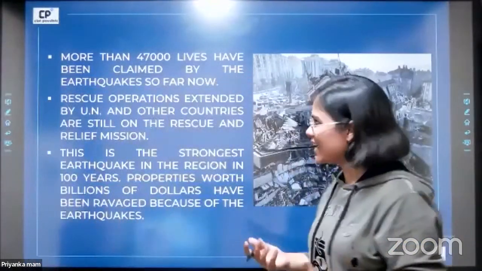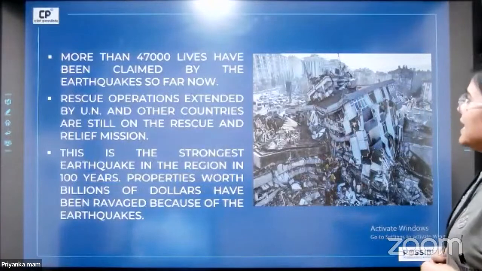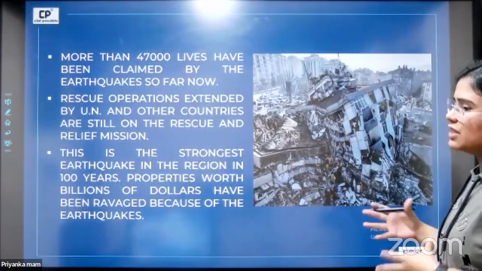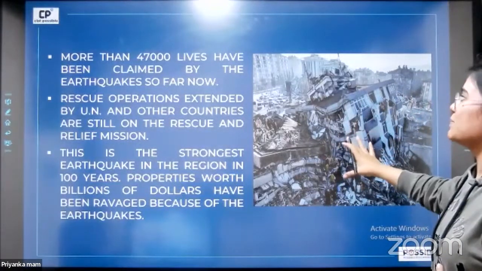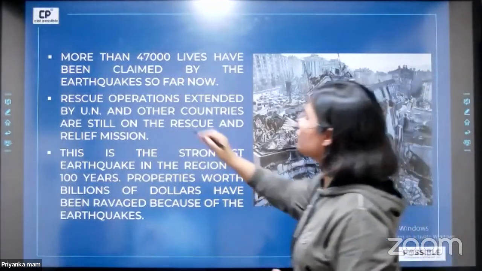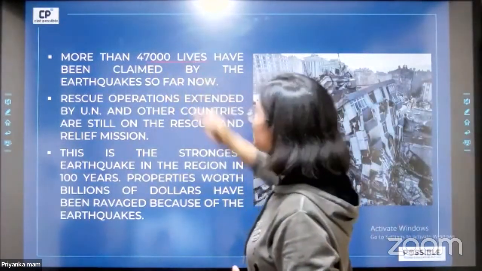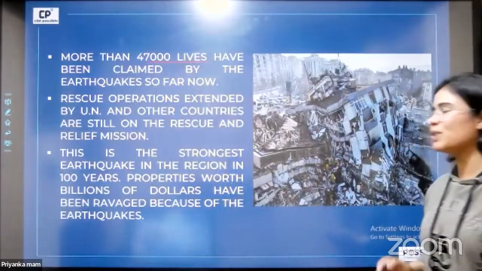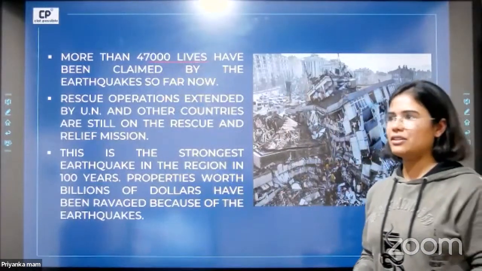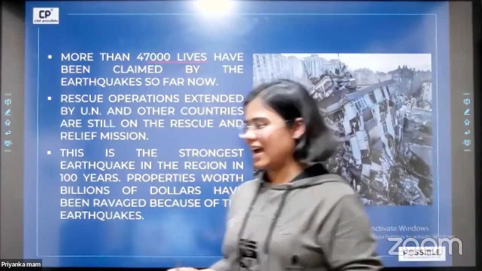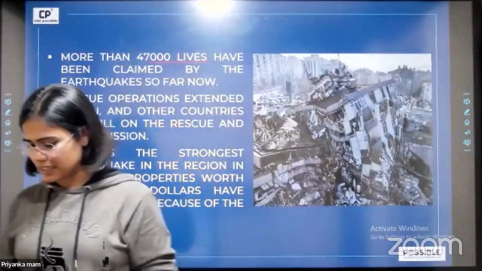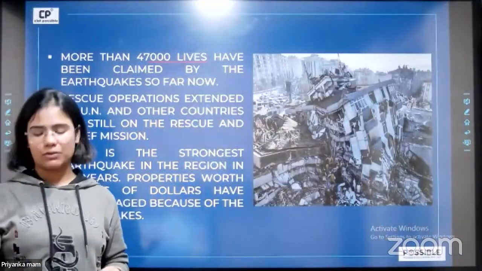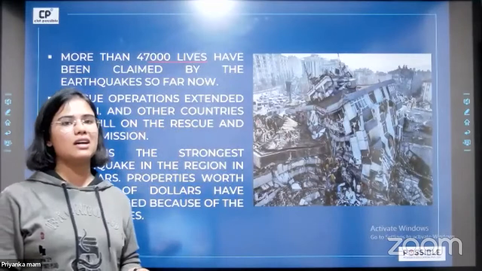Now let's talk about the devastation that has happened because of this particular earthquake. More than 47,000 lives have been claimed by the earthquake so far. And that's a lot, right? And it is increasing. Every single day that we read the paper, there is someone or the other.